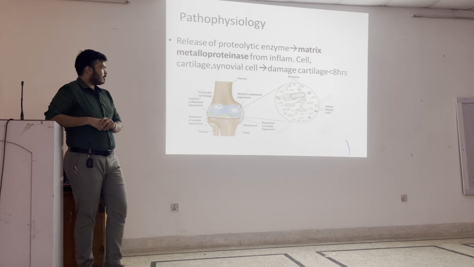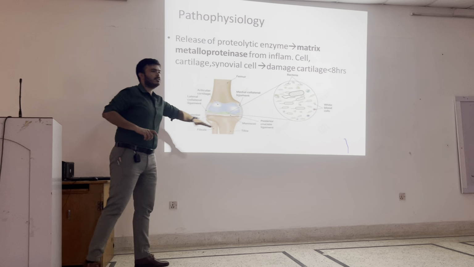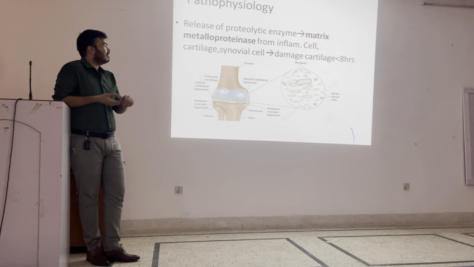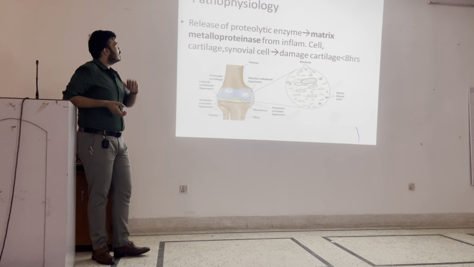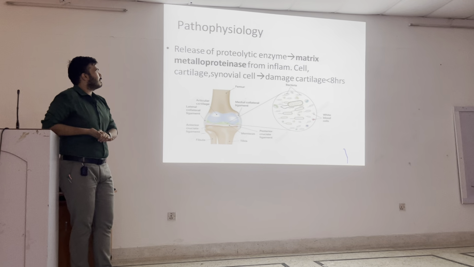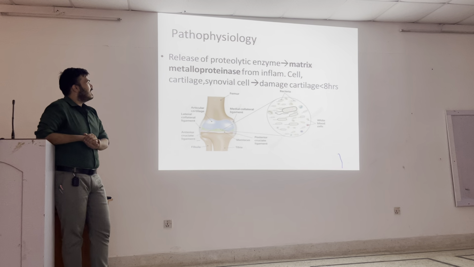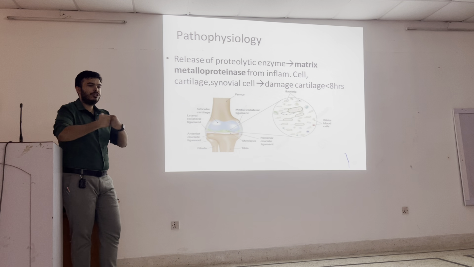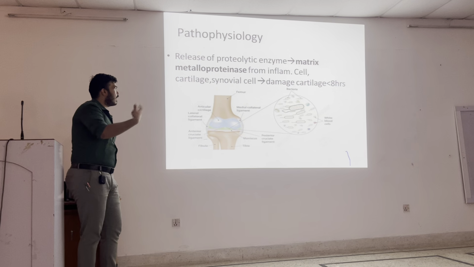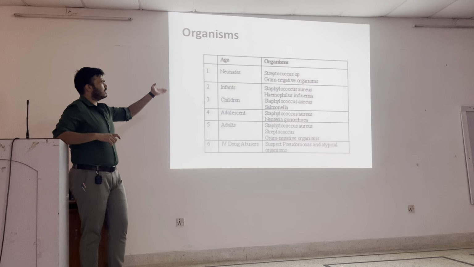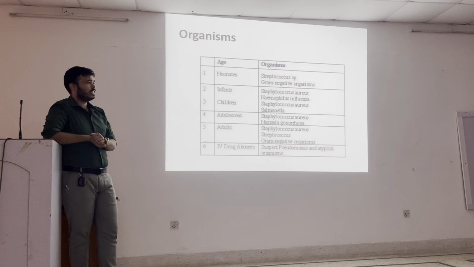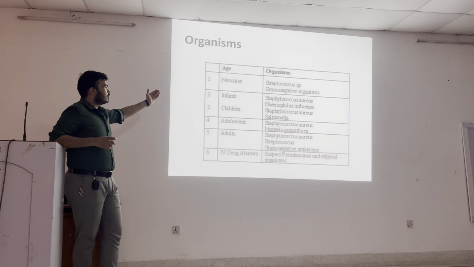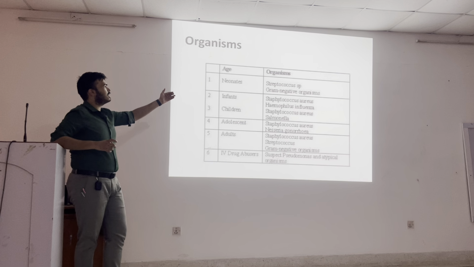Now pathophysiology, as I already told you, there is a destruction of the articular cartilage. This destruction of the articular cartilage is basically because of the inflammatory exudates and the release of matrix metalloproteinase. So you can see here, release of proteolytic enzymes like matrix metalloproteinase from the inflammatory cells. Cartilage and synovial cells get damaged, and because of that damage there's continuous rotting of the bone, and that leads to ankylosis. Will come in the coming slides. Right now, I told you the organisms initially, 3 basic organisms: Streptococcus, Haemophilus, Klebsiella. Never forget it, okay? So this is the list of organisms.